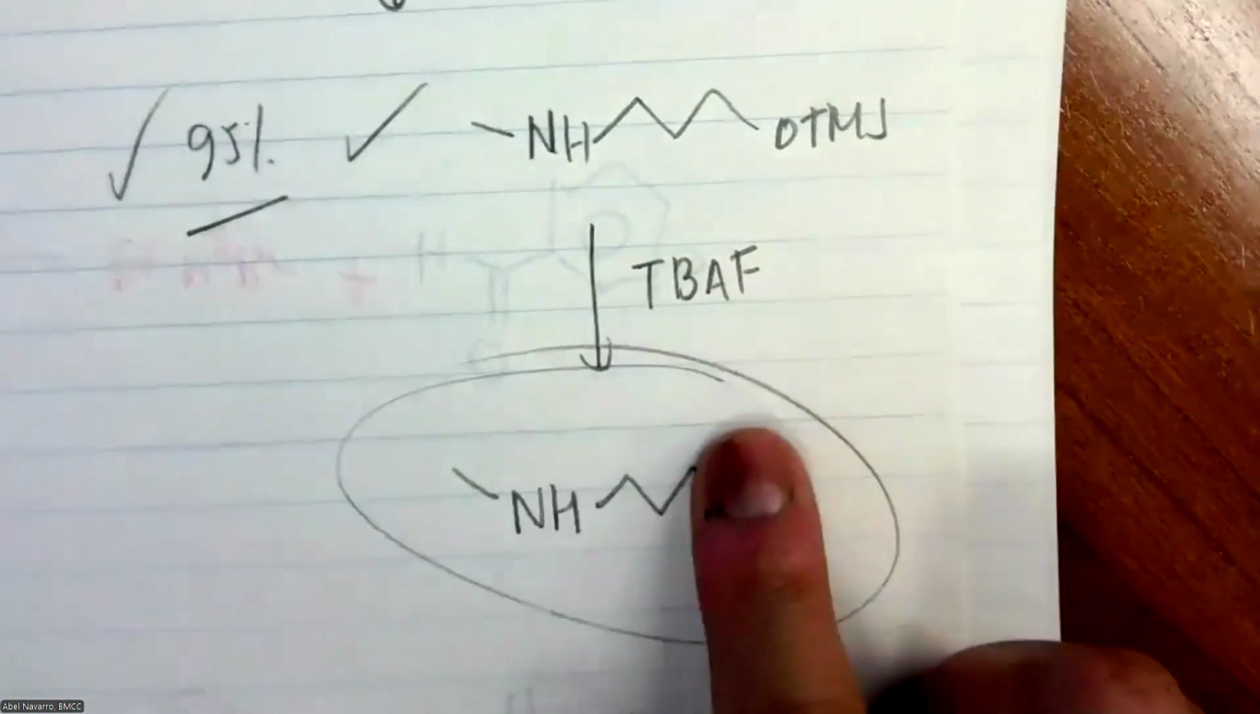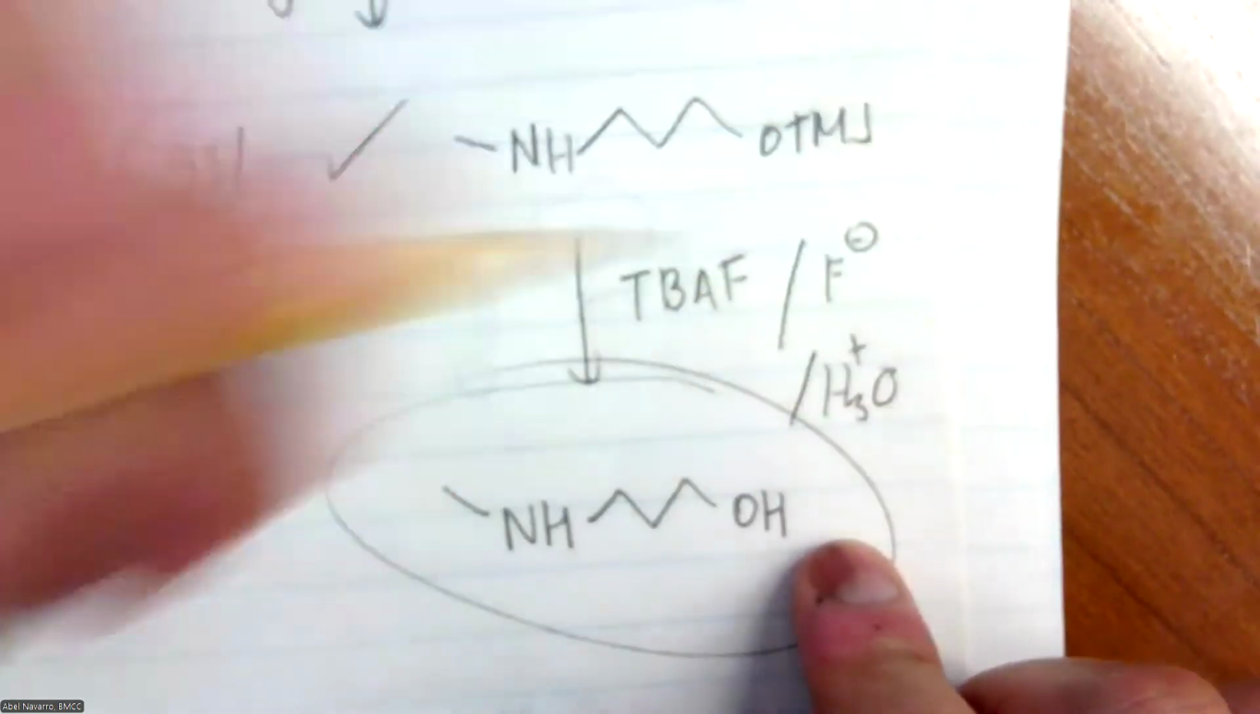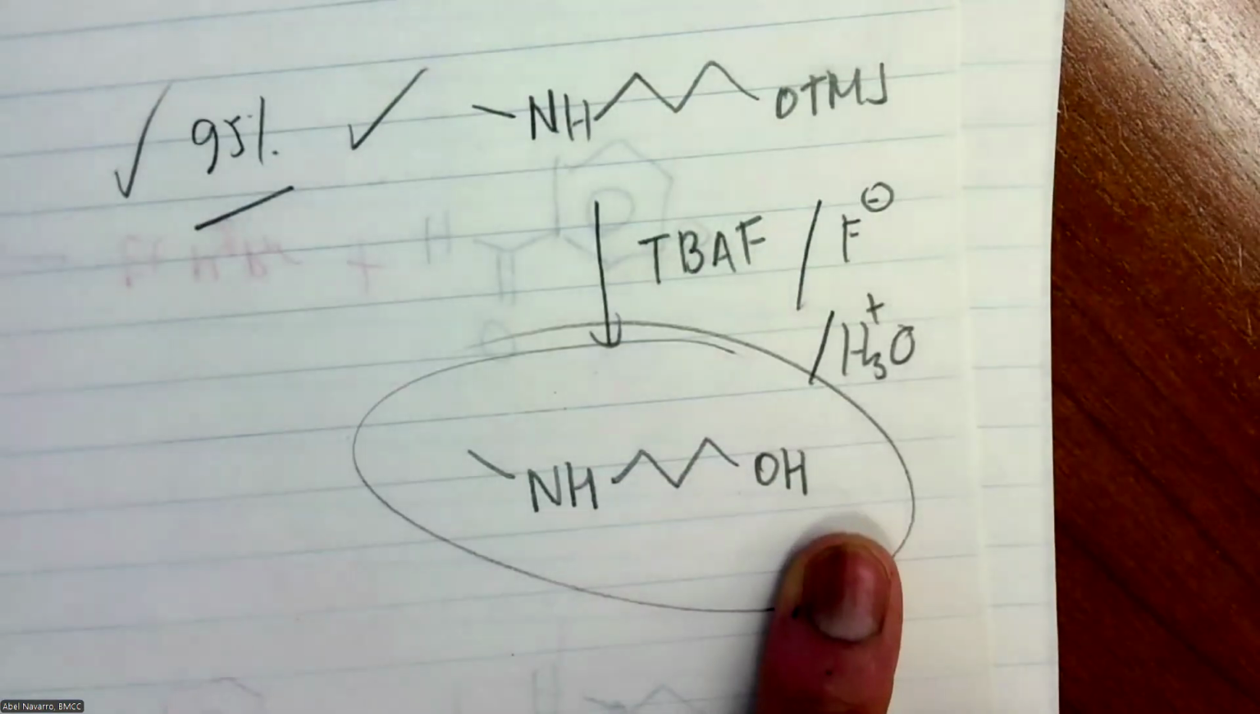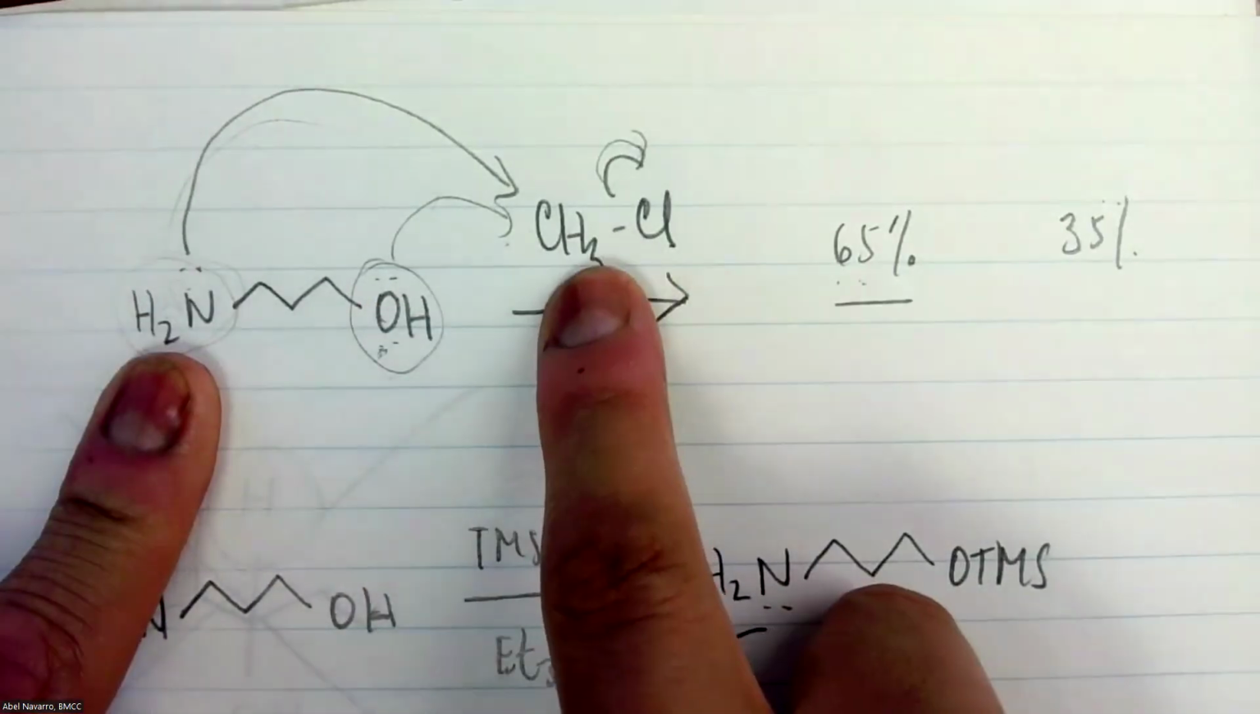Okay, so that's the deprotecting. I can use that, or I can just say F minus, or I can say H3O plus. Those three groups, and then you deprotect. You see, you're overcoming a problem that you have for substitution: two nucleophiles competing for the same substrate.